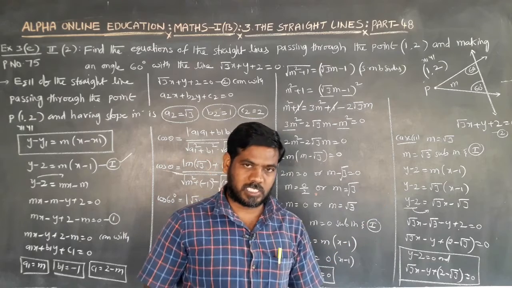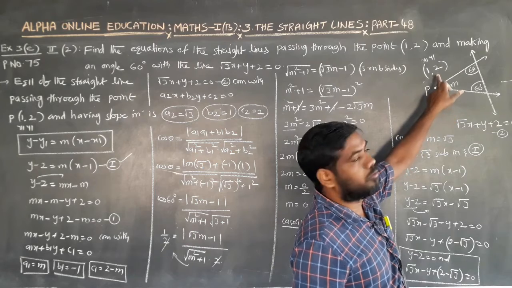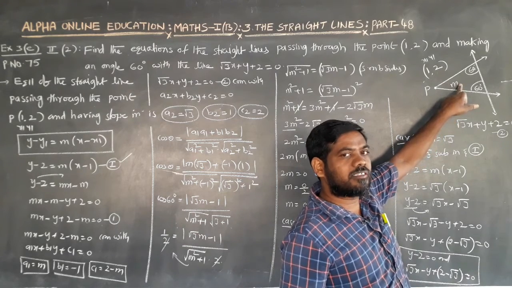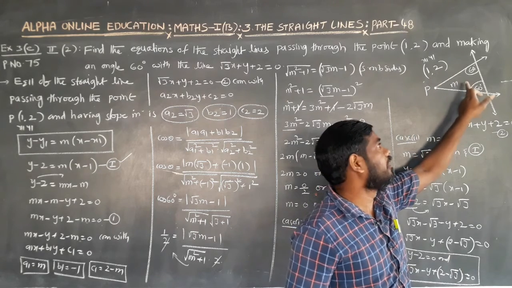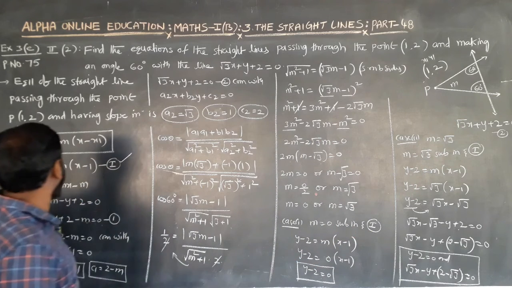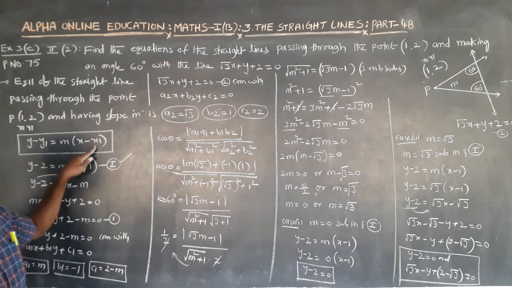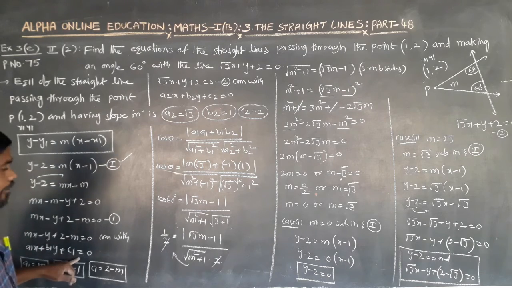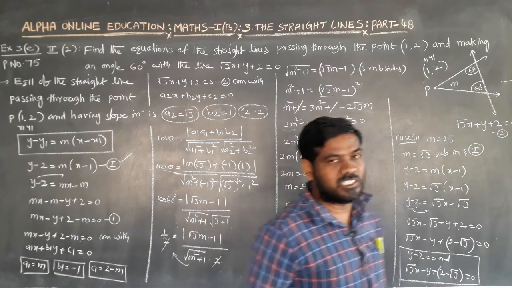This is the process. First of all, two lines are passing through the point (x1, y1). Let m be the slope of the line. Write the equation of the straight line passing through the point (x1, y1) and having slope m: y minus y1 is equal to m into x minus x1. Here x1 is equal to 1, y1 is equal to 2. Simplifying. Here the angle between the two lines is 60 degrees.